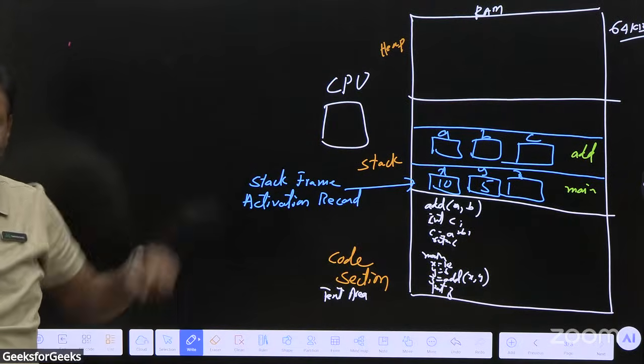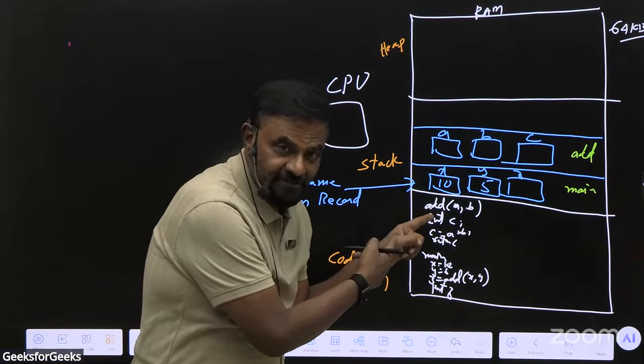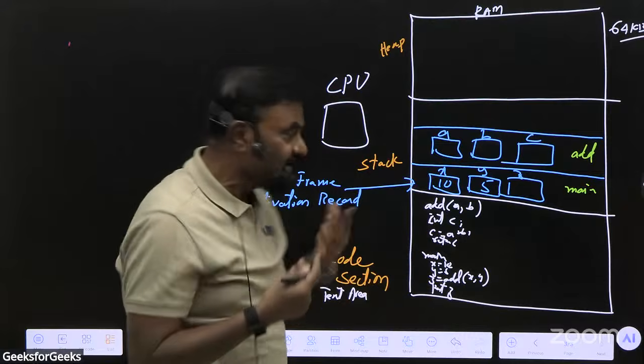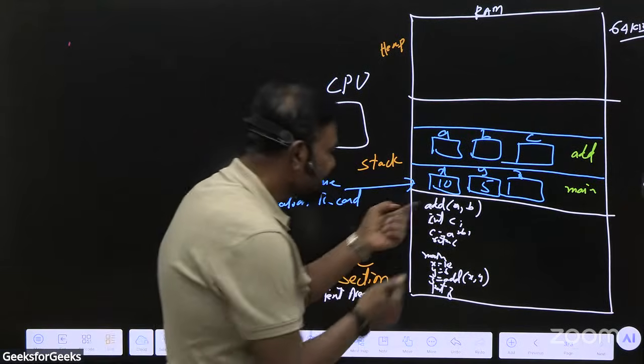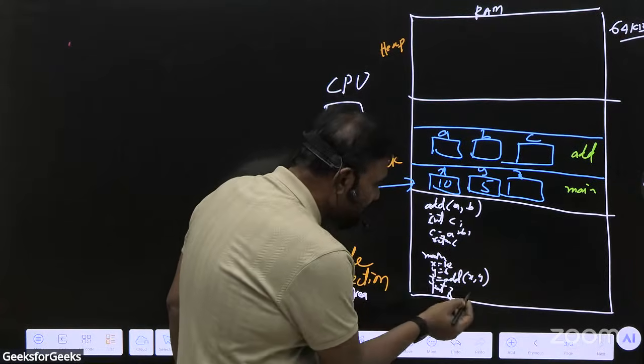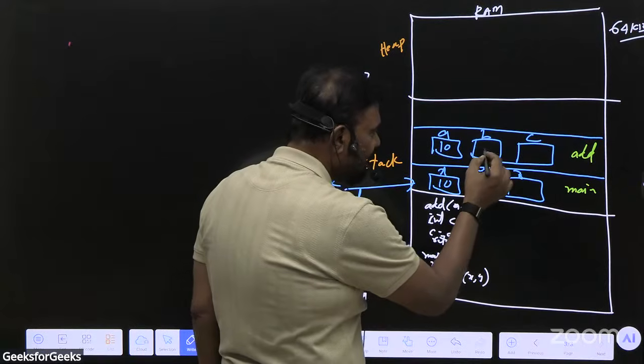This is for main, that is for add. All right. Now we are on the add function, execution. We are doing it line by line as if we are CPU. So first line, A, B. The values are coming from there. So what is coming from there? This is 10 and this is 5, right?